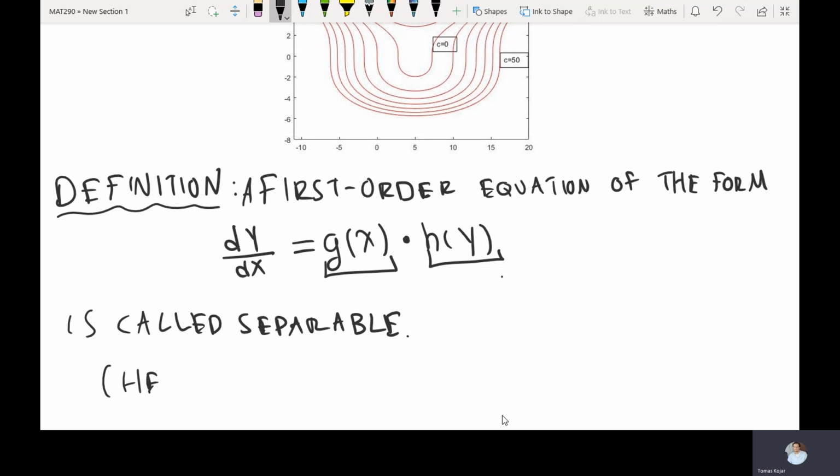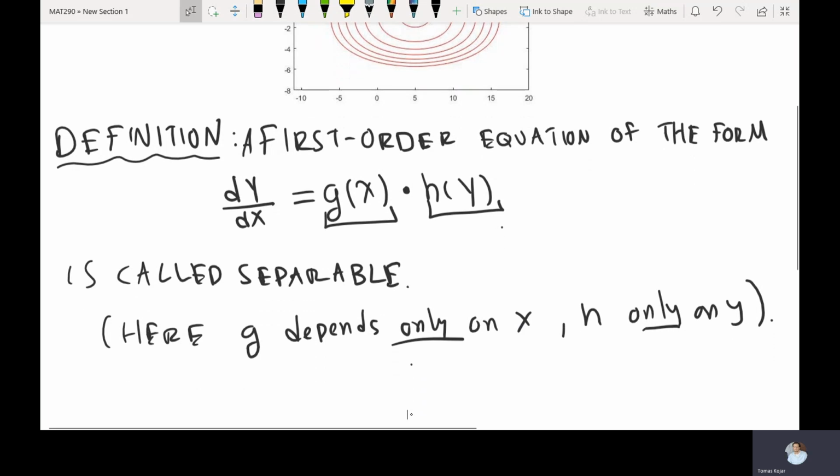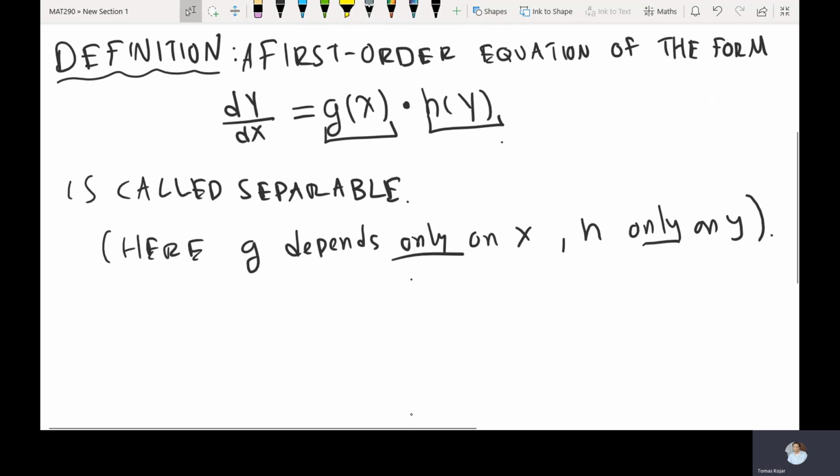So here, g depends only on x and h only on y. Okay, so that's why it's called separable. Okay. Let's get a flavor of them and see some examples and non-examples.